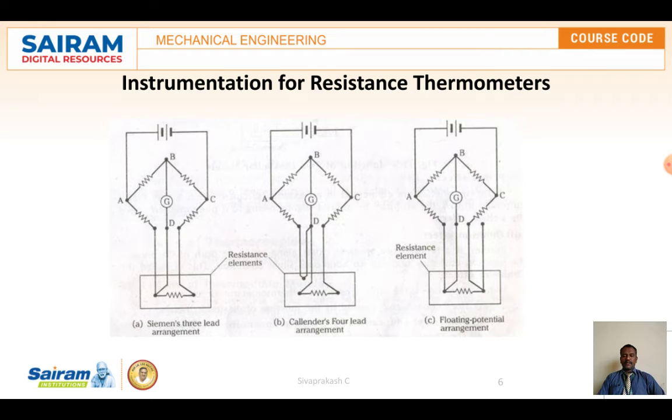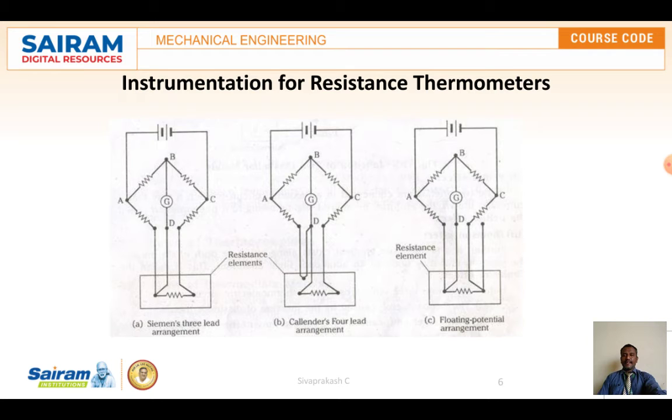In this figure we have the Siemens 3-lead arrangement, the Callendar 4-lead arrangement, and the floating potential arrangement. All of these instruments use the Wheatstone bridge principle. So what is the Wheatstone principle? Four resistances are connected together. Initially the bridge is balanced with all four resistors. If any one resistance changes, it will be imbalanced. That is noted down with the help of the meter reading, and it is converted into the change in resistance. So the three methods compensate lead resistance errors.